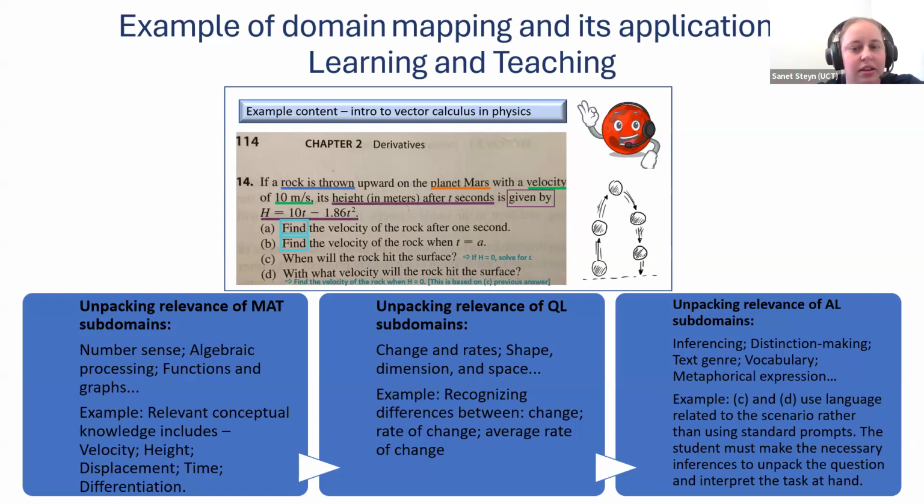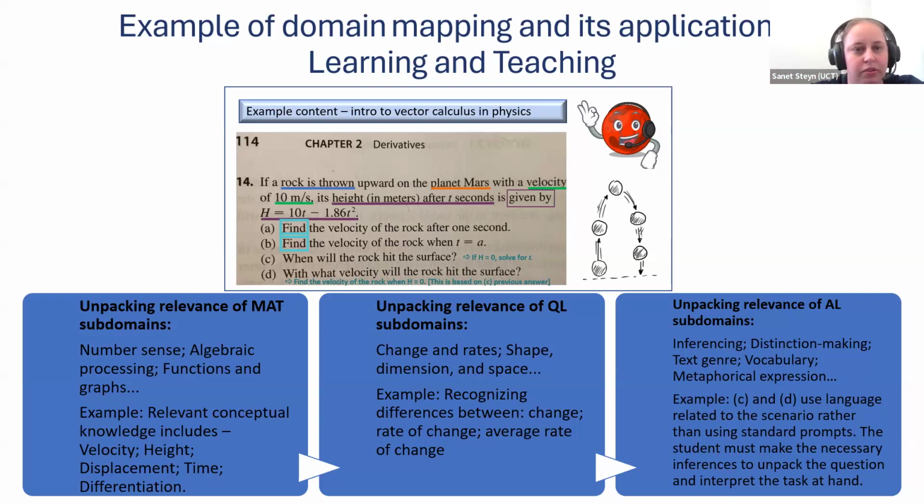So it's not asking if H is 0, solve for T. It assumes that they will, from the context, be able to derive that when the rock is on the surface, H is equal to 0. So there's an additional layer there that is necessary, an additional step of inferencing that you would want to pick up on.